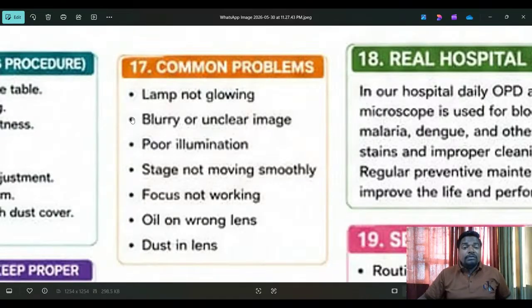That bulb is also expensive, 400 to 500 minimum. If you go to the local market, you will get it for 1000 to 1500 also, depending on the company. Other problems: stage not moving smoothly, focus not working, oil on the wrong lens, dust in the lens. These things are very, very important, my dear biomedical engineers.